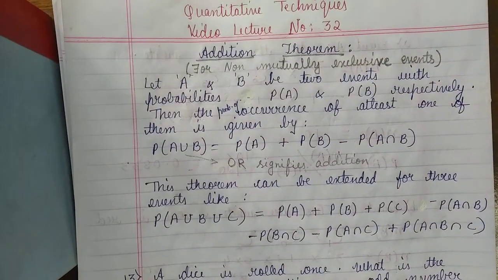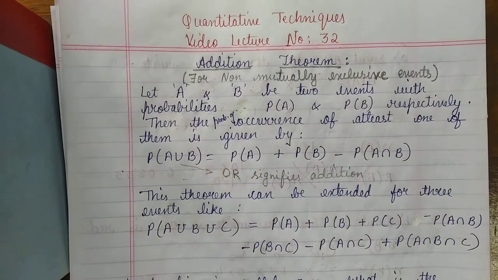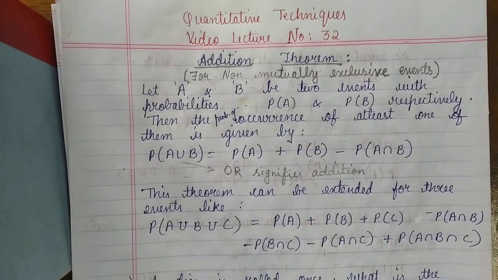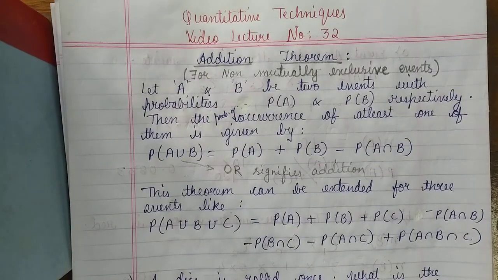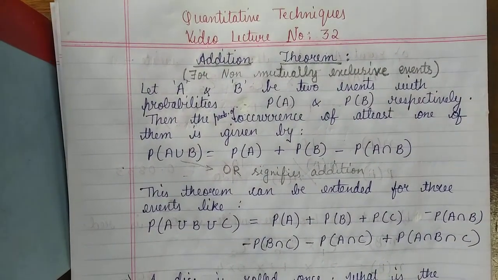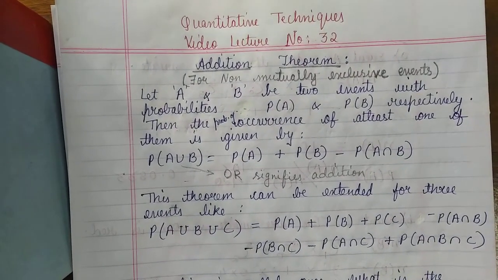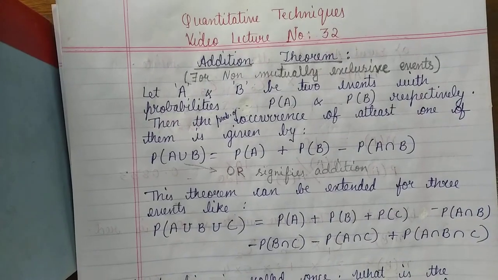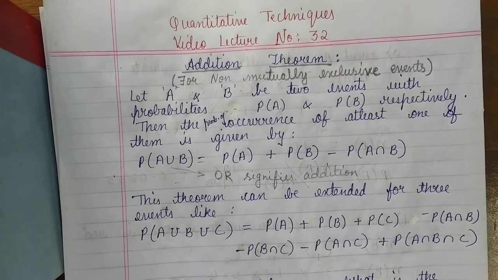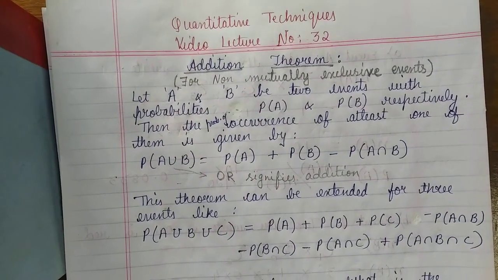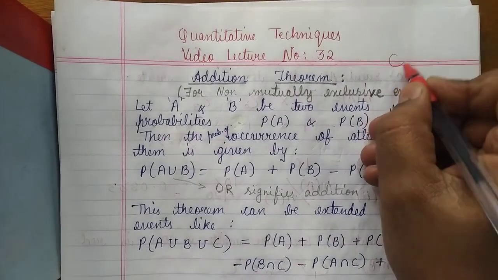Now, what are these mutually exclusive events? Mutually exclusive, mutual means two or more events together exclude each other. That is, if two or more events cannot happen at the same time, then they are known as mutually exclusive events. For instance, a head and a tail. When you toss a coin, you will not get head as well as tail at the same time. Hence, head and tail are mutually exclusive events.